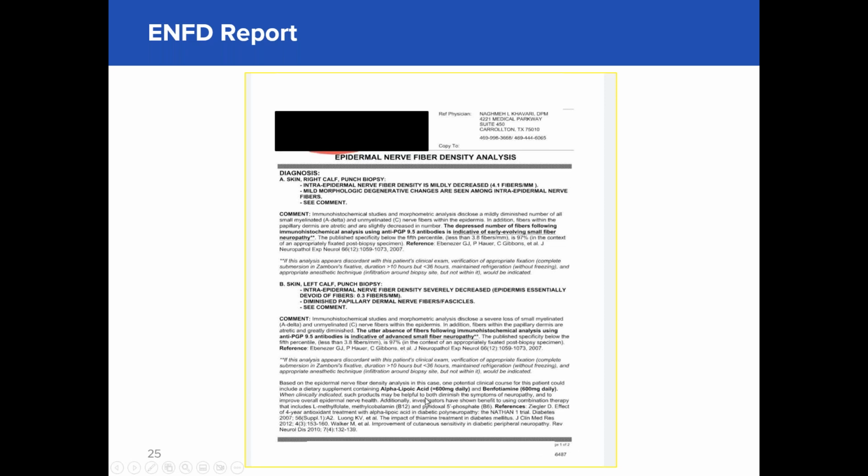So it's good to have this report and show it to the patient and discuss it with the patient. That way they really see their biopsy results. They see why they're taking these supplements. It's not something you're just trying to sell to them. It's backed by their biopsy results.